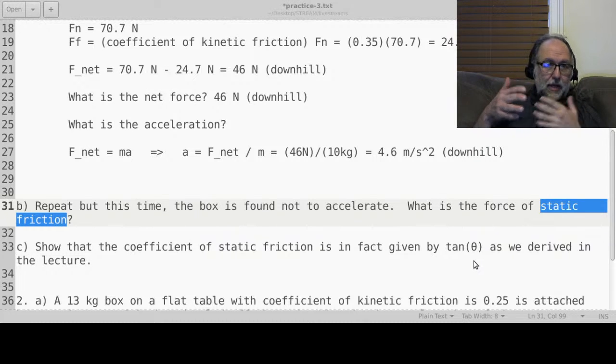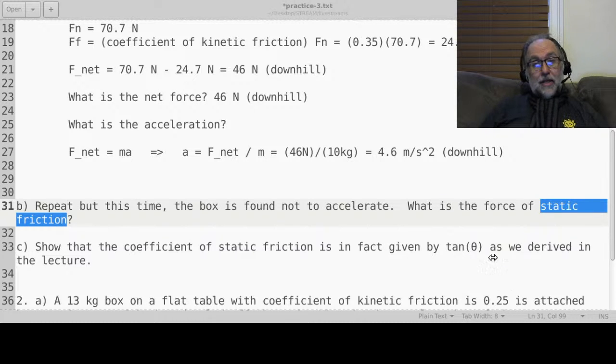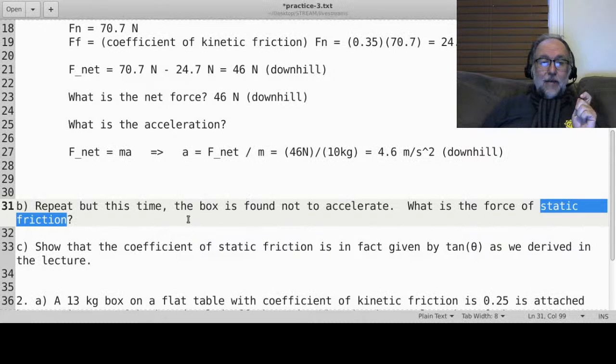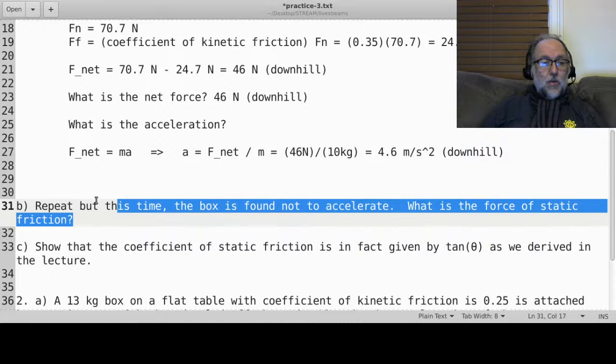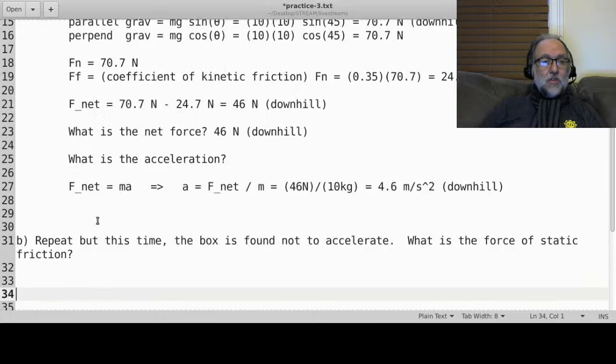I just used symbols, and I was able to derive that the coefficient of static friction has to be bigger than the tangent of theta. Okay, and we're going to see that that actually works out in this problem. But I wanted to get the static frictional force first, because to do static friction problems, you have to do everything we did above, but backwards.